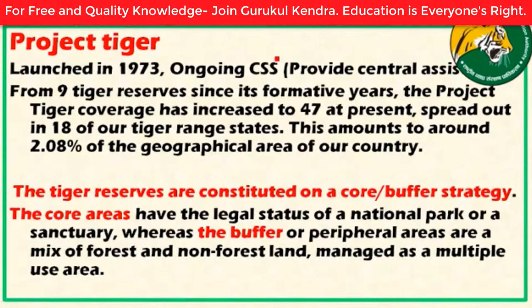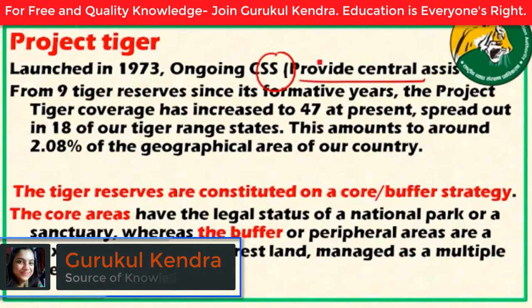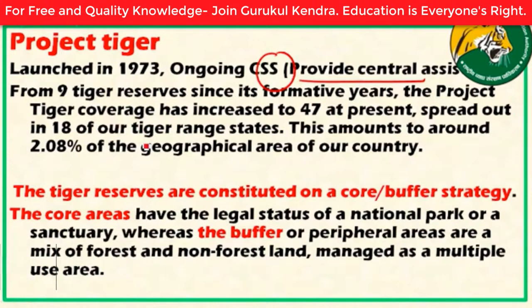It is a centrally sponsored scheme. It provides central assistance to the states in the maintenance of the tiger reserves. It was launched in 1973. It started with only 9 tiger reserves in 1973, and has grown to the present 47 tiger reserves. It spreads across 18 states of India. This amounts to about 2.08% of the geographical area of the country, the total tiger reserves in India.